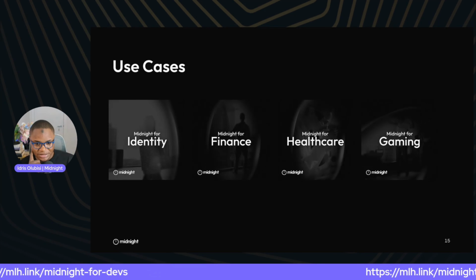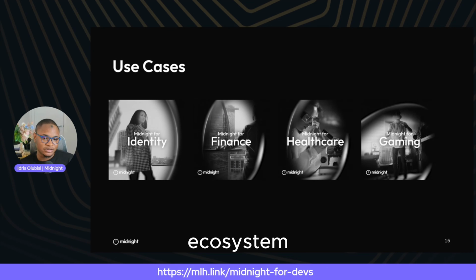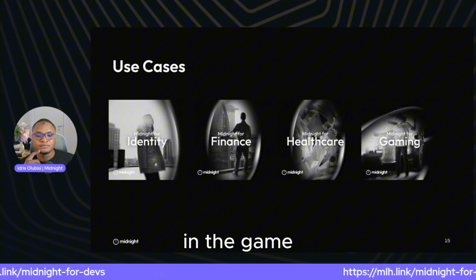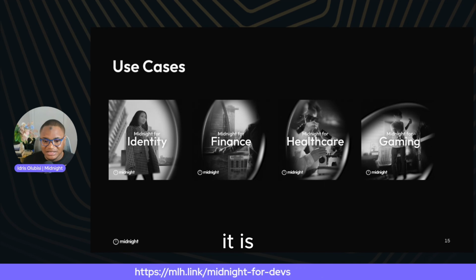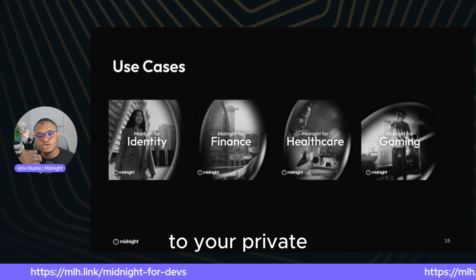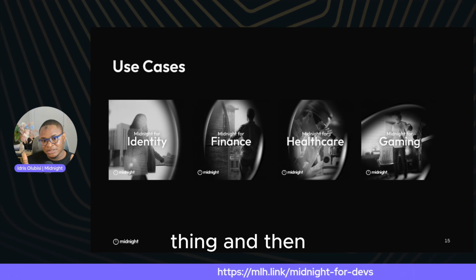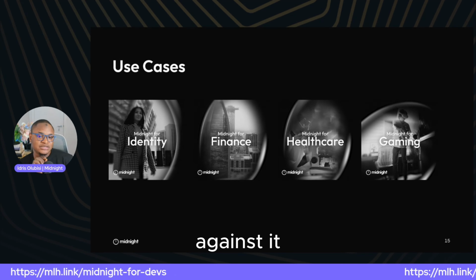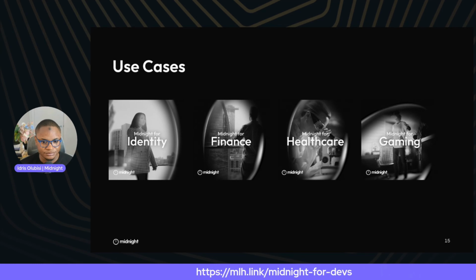And finally, the gaming ecosystem, where a lot of people are interested in this ecosystem a whole lot, right? Anywhere there is hidden information in the game, a hand of cards, maybe a chess or battleship board or whatever it is, you can commit to your private state on-chain without revealing that particular thing. And then you can prove your moves are validated against it, which makes it verifiable but completely hidden.